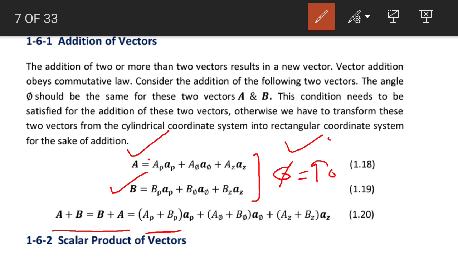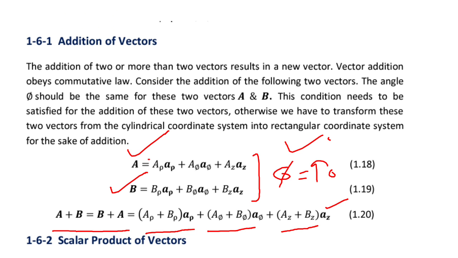The component of the resultant vector in the direction of the unit vector A rho will be equal to A rho plus B rho. The component of the resultant vector in the direction of the unit vector A phi will be equal to A phi plus B phi. The component of the resultant vector in the direction of the unit vector AZ will be equal to AZ plus BZ. So this is how we add two or more vectors directly in the cylindrical coordinate system.